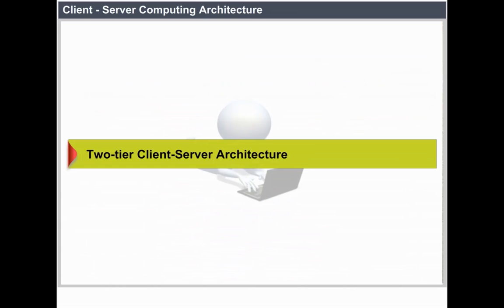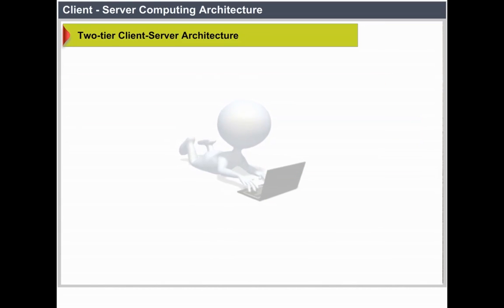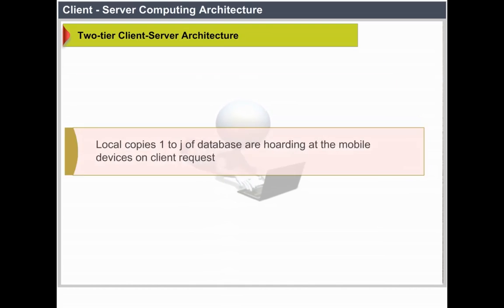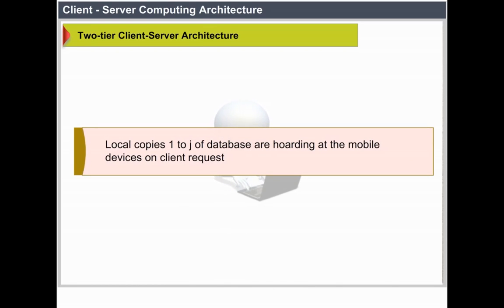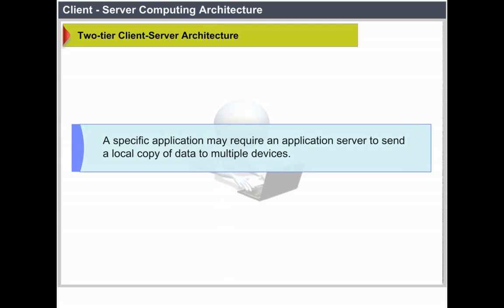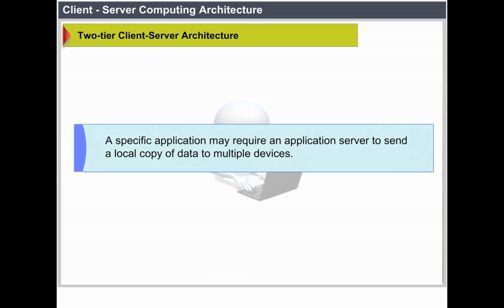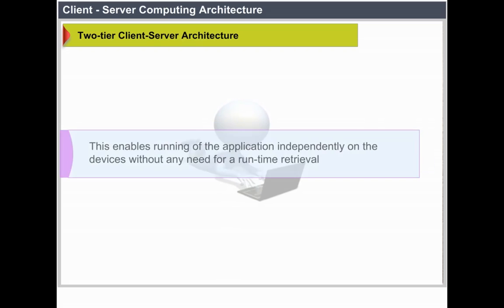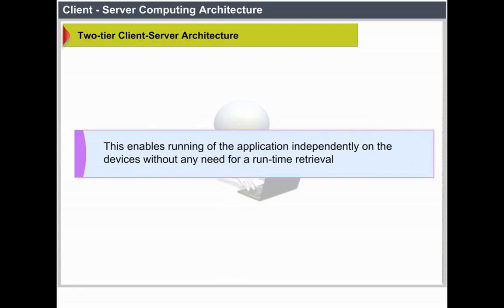Two-tier client-server architecture. Figure shows application server and two-tier client-server computing architecture. Local copies 1 to j of the database are held at the mobile devices on client request. A specific application may require an application server to send a local copy of data to multiple devices. This enables running of the application independently on the devices without the need for a runtime retrieval.